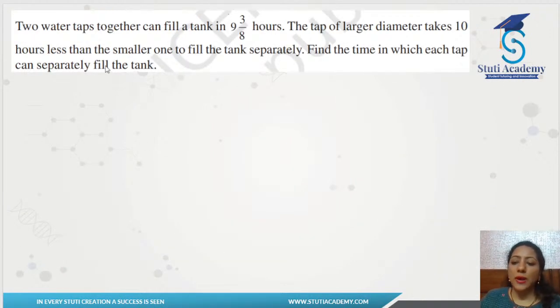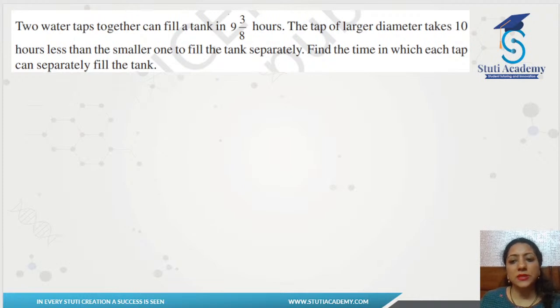Now coming to the next one. Two water taps together can fill a tank in 9 3/8 hours. The tap of the larger diameter takes 10 hours less than the smaller one to fill the tank separately. Find the time in which each tap can separately fill the tank.